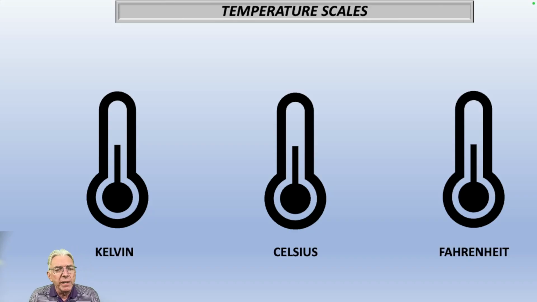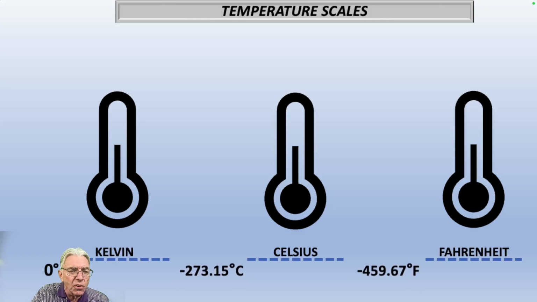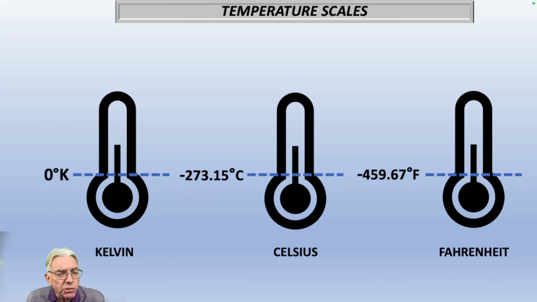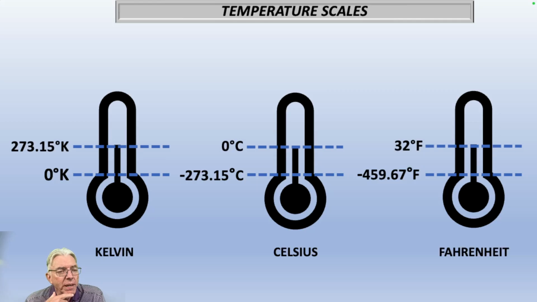So here we have three thermometers, and we're going to assign Kelvin to one, Celsius to the other, and Fahrenheit to the third. So for absolute zero, where there is no molecular motion on the Kelvin scale, that is equal to 273.15 degrees Celsius below zero, okay? Or on the Fahrenheit scale, minus 459.67 degrees, okay?